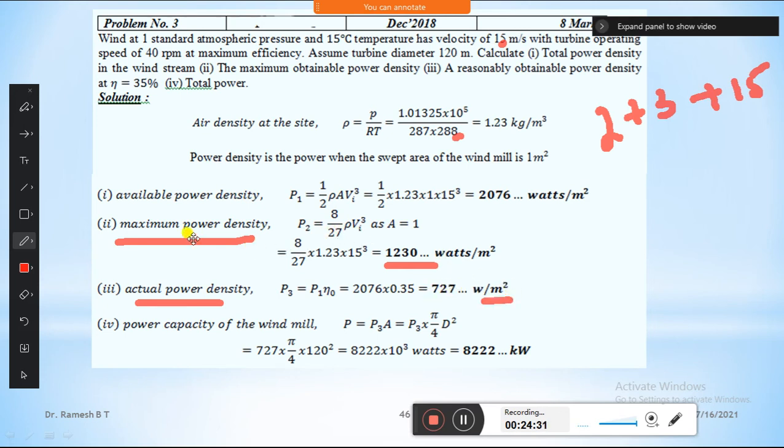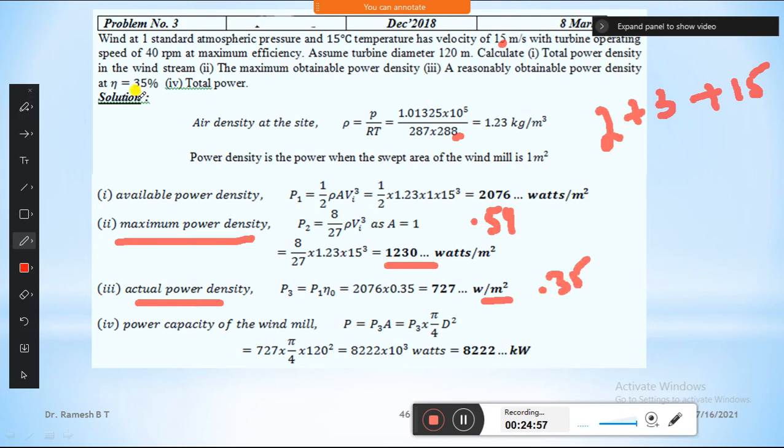In the second one, for maximum power, either you can use this or directly use the value 0.59, which is the maximum power efficiency. Either 0.59 into P1, you will get the same thing, or 8 by 27 into rho Vi cube into A, you will also get the same thing. Here, this value is 0.35.